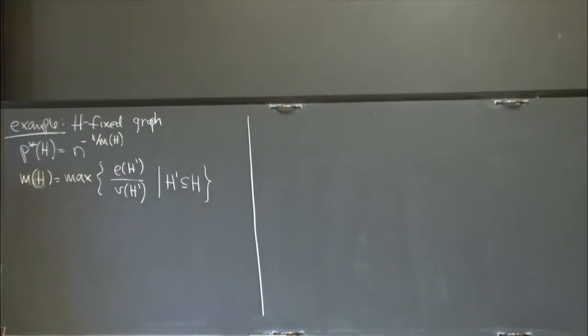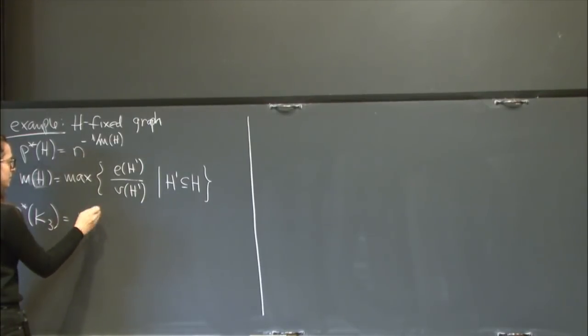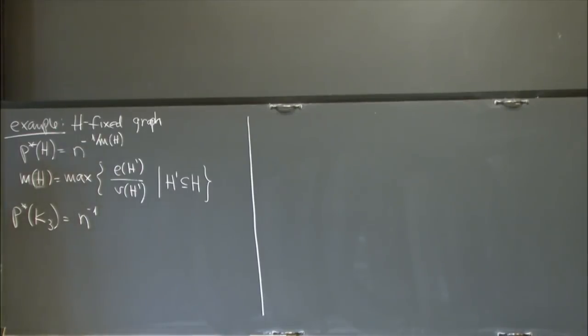Okay, so for example, what would it be for a triangle? K3. So it's just n to the -1. And it will be actually the same thing for any other, what we call a cycle. Okay, but in this example, H was fixed, not depending on n.